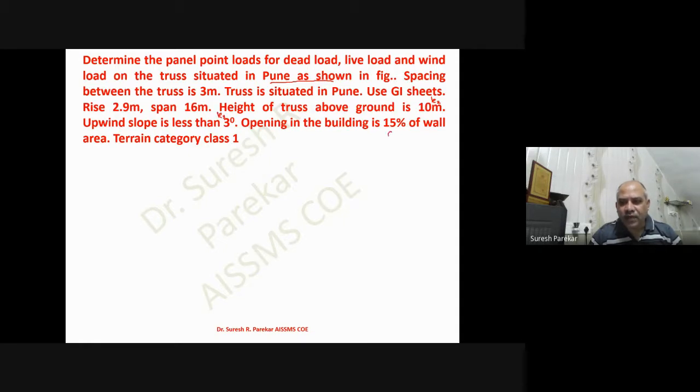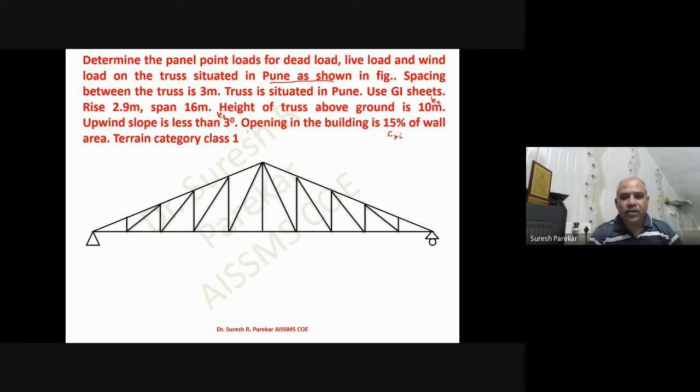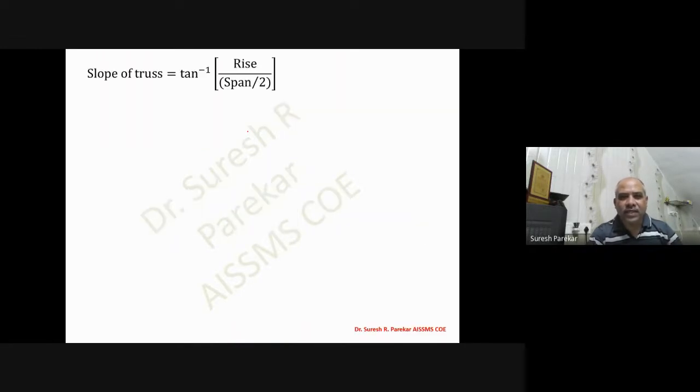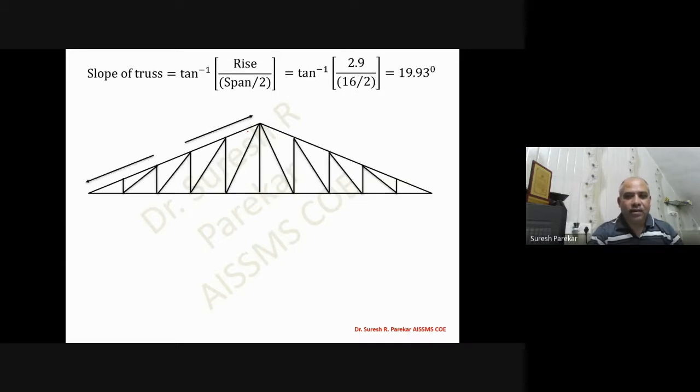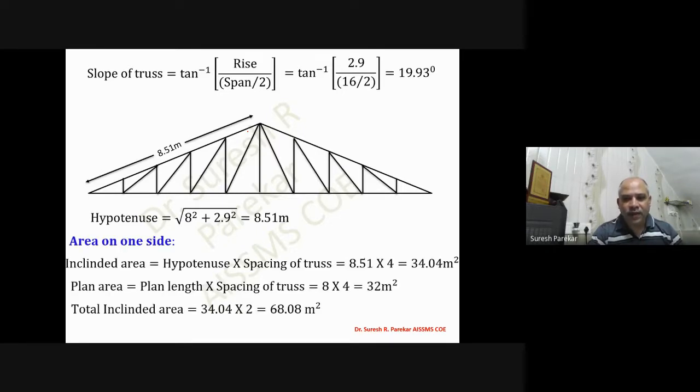Openings we require for CPI. Then class 1, this is for K2. Actually, we have to consider a combination of these. So now this truss we have already seen. This part we have already seen in the panel point load due to dead load and live load, so I will not explain it again. You can use this inclined area or this plan area, and that we have to use.